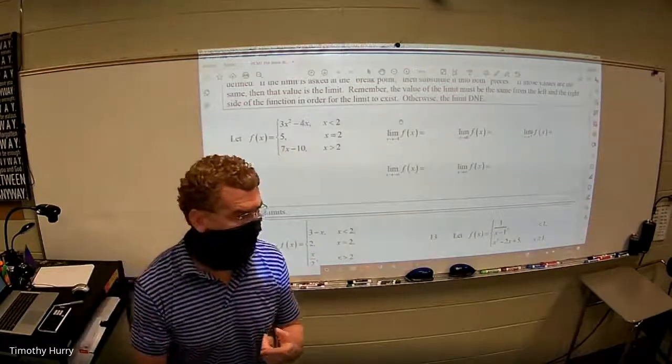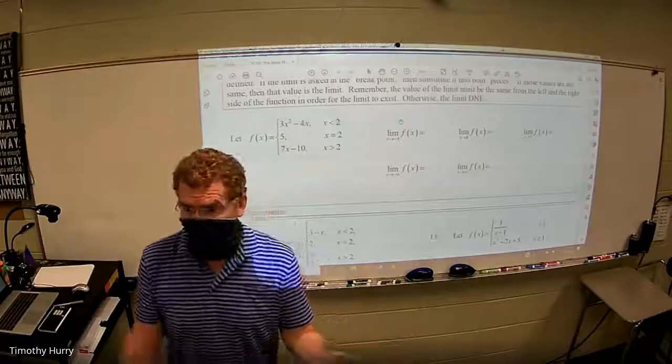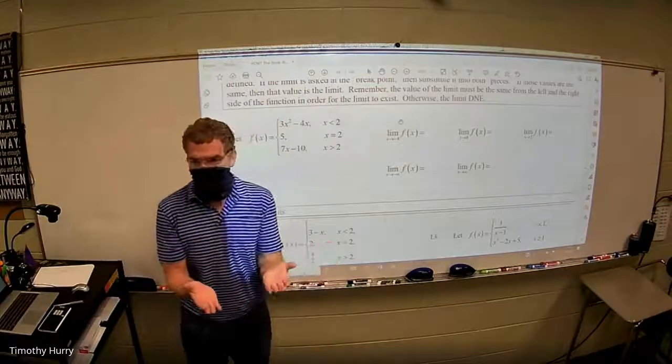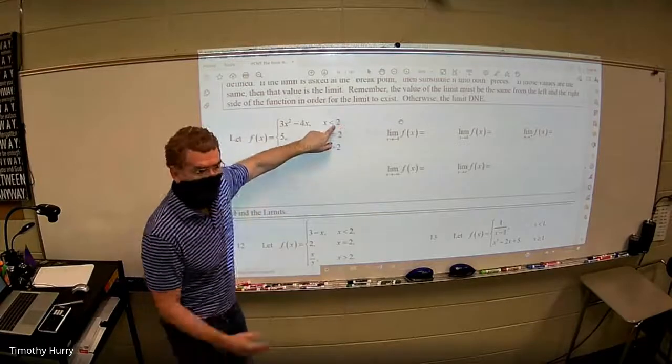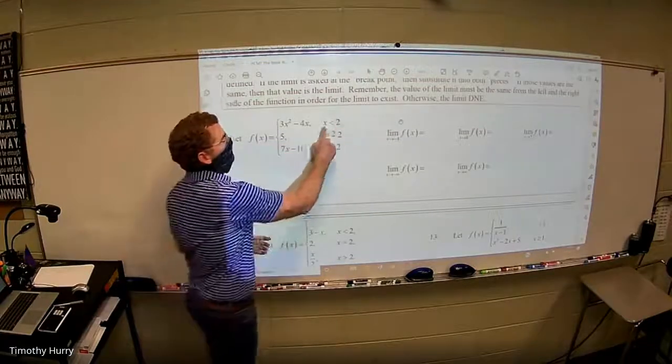And they don't have vertical asymptotes because it's a polynomial. So I can treat it like a normal limit if it exists not at that endpoint, if it's basically in the interior of the region.